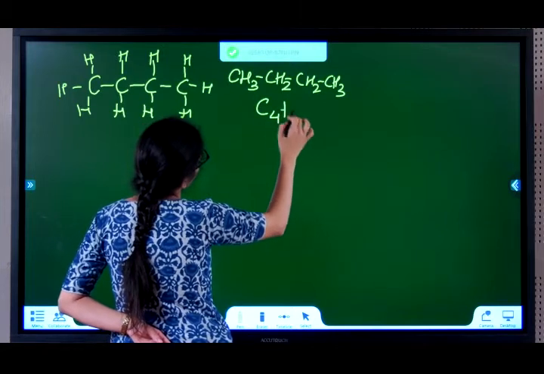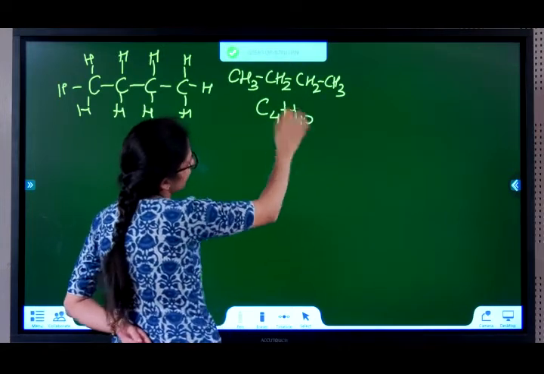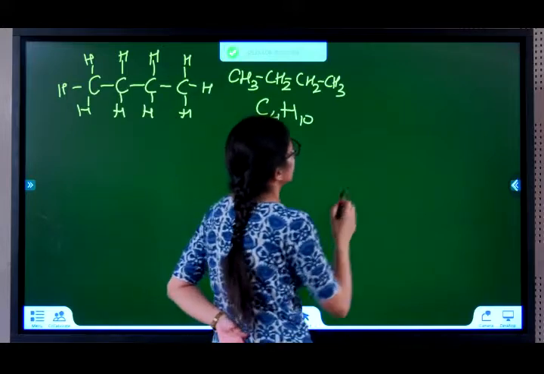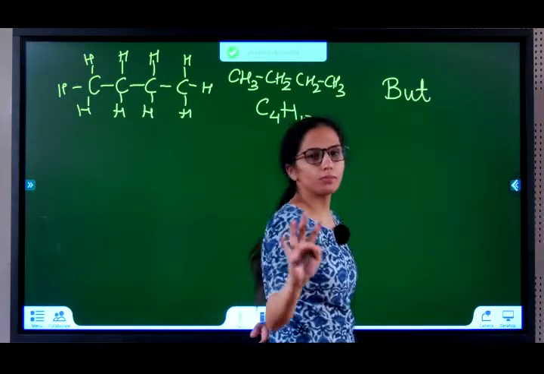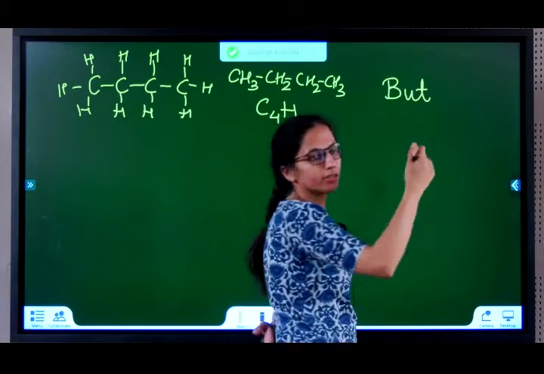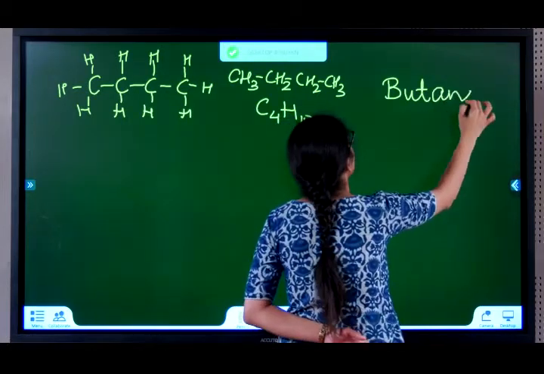C4, H10. Count and see. C4, H10. Name: because there are 4 carbon atoms, the root word is but, and all are single bonds, so we give the suffix ane.